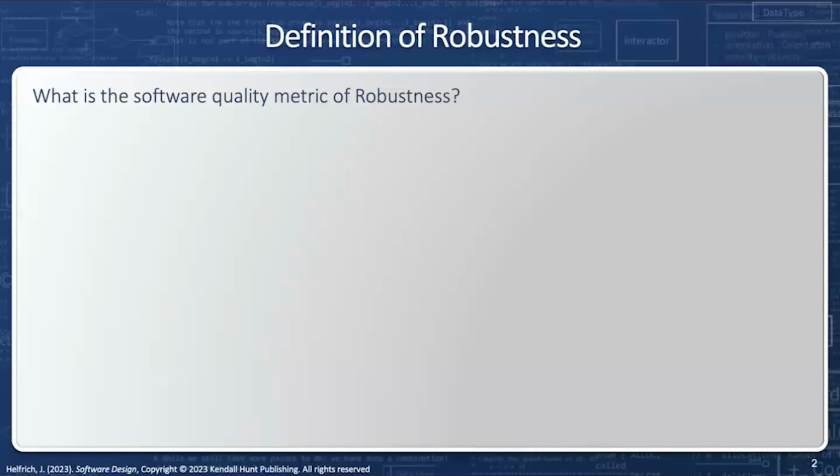Hello, I'm James Helfrich. Customers want reliable code. They want code without bugs. But how do you know how much confidence you have in a given piece of software? Well, the software design metric of robustness is designed to measure that, and there are 5 levels. So what is the software quality metric of robustness?